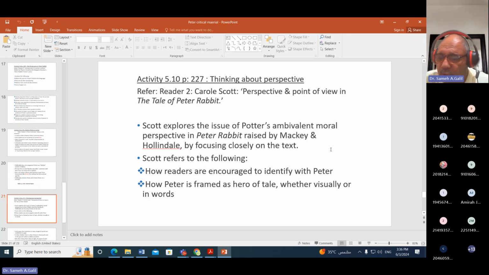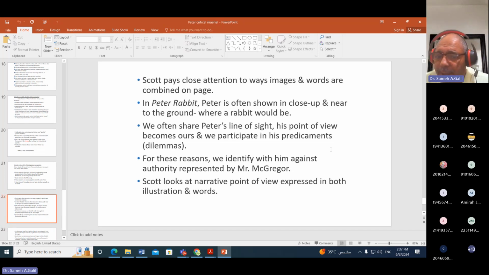She also focuses on the idea that somehow we as readers are made to identify with Peter, to sympathize with him. He is framed in such a way that he can appear as the hero of the tale, and this framing is done visually and also in words. Scott is interested more in ways as to how images and words can be combined. Again, she's giving us examples that would show us that Beatrice wants us to sympathize and empathize with Peter.